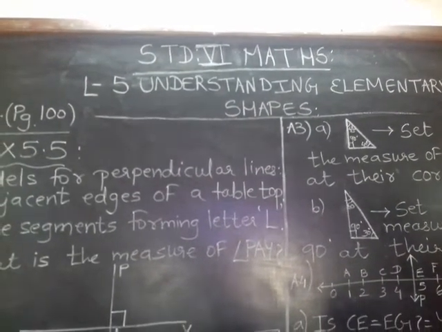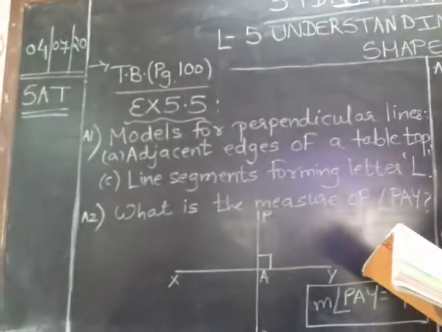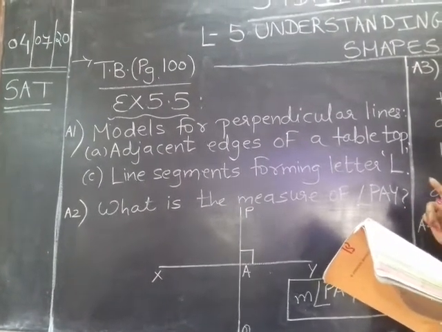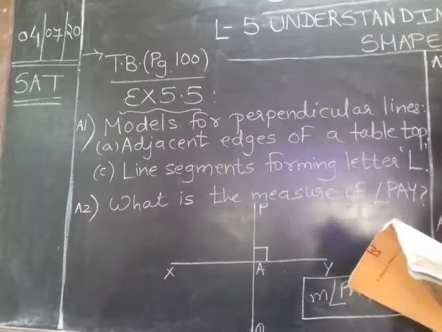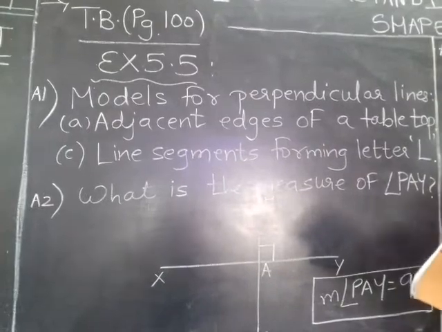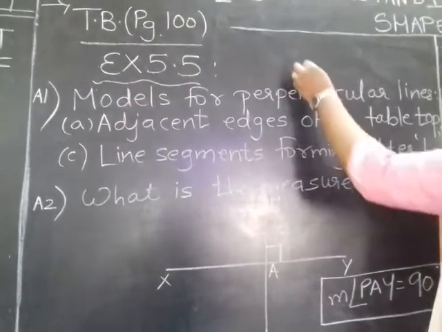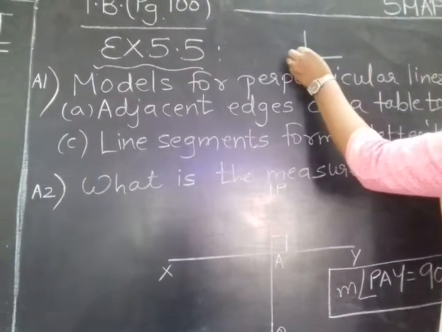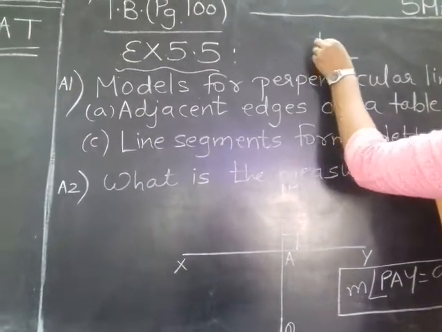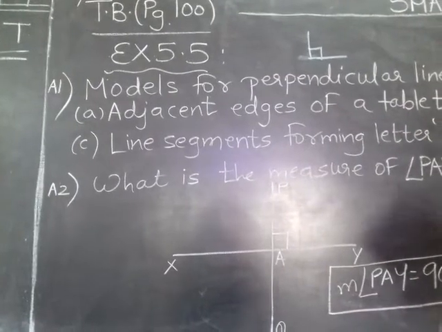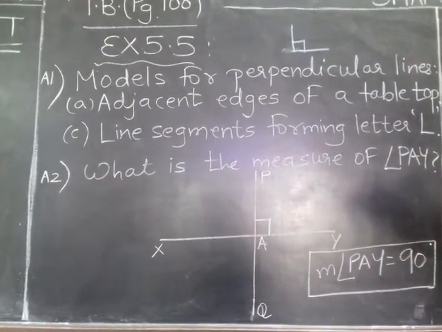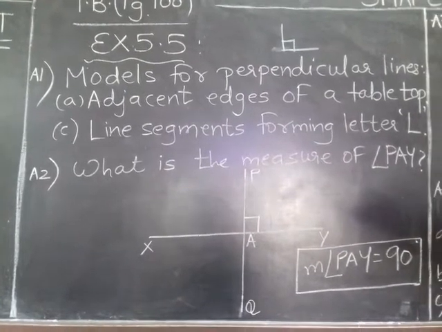Okay children, moving further with exercise 5.5 of your textbook on page number 100. Question number 1 is, which of the following are models for perpendicular lines? Perpendicular lines should look like this, right? When two lines intersect and they form a right angle, they are called perpendicular lines. So there are four options, out of which two are the examples for perpendicular lines.